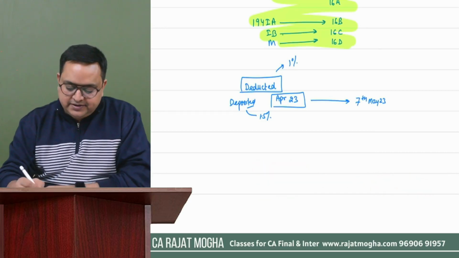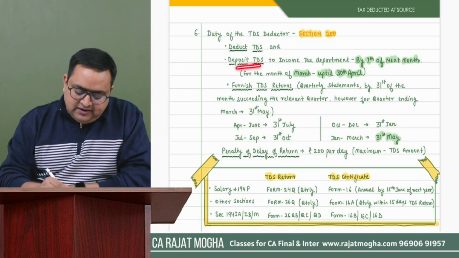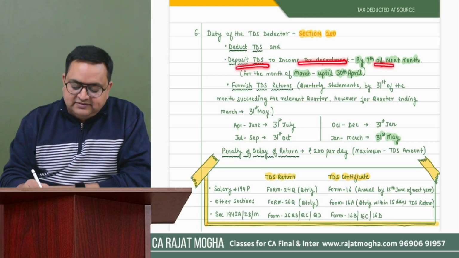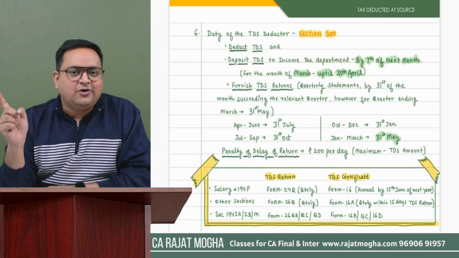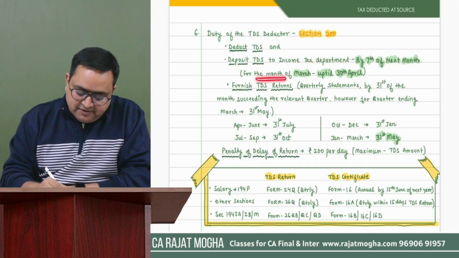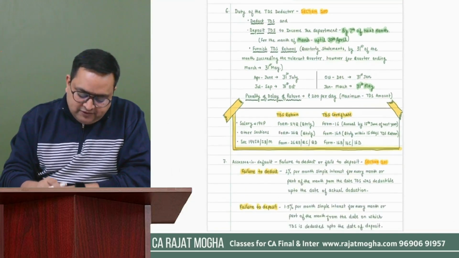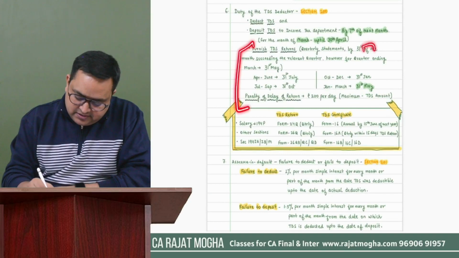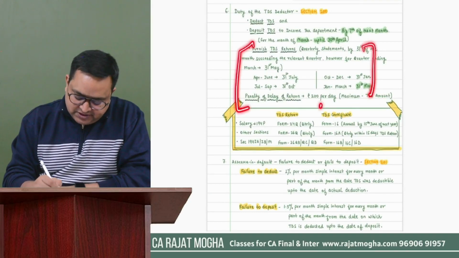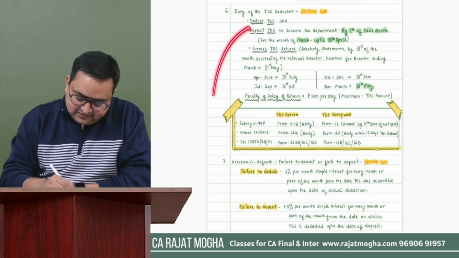You should remember that. So TDS is deposited to the income tax department by 7th of next month. By 7th of next month. Got it? But for the month of March, it is up till 30th of April. I'll come to this portion after 2 minutes. So first, let me discuss this point.